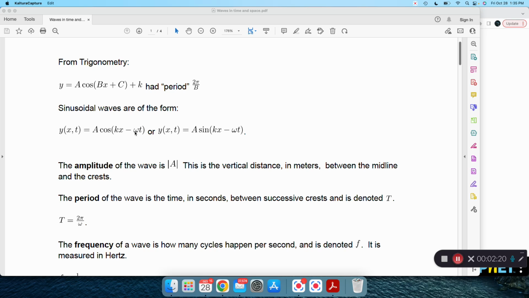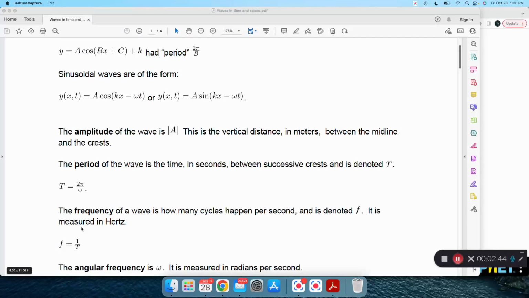So this is omega, our period, capital T, is 2π over omega. That's the time it takes if you're watching a bird on the ocean, watching the bird go all the way down, back up, and back to its starting point. Time in seconds.